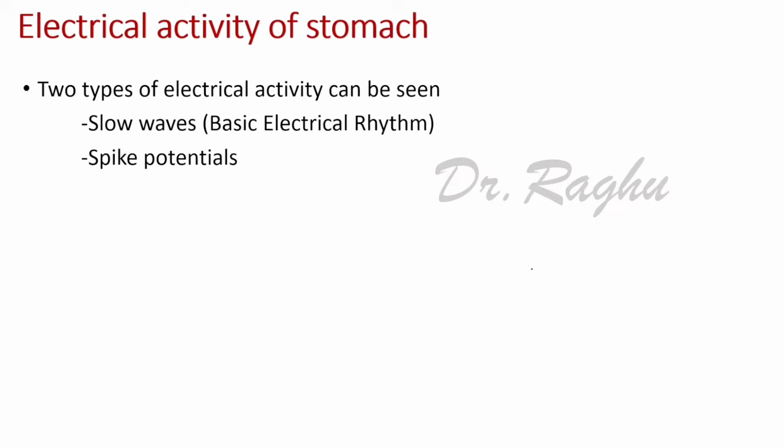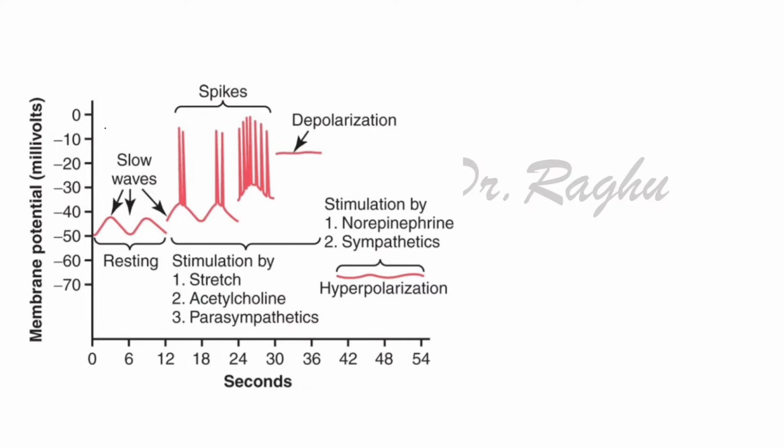Regarding the electrical activity of the stomach, there are two types that can be seen. One is called the slow waves, which are nothing but our basic electrical rhythm, and the second is the spike potentials. When we look at the graph, we see these are the slow waves and these are the spike potentials. The slow waves are slow undulating changes occurring in the resting membrane potential, and they are present even in the resting stage of the stomach.